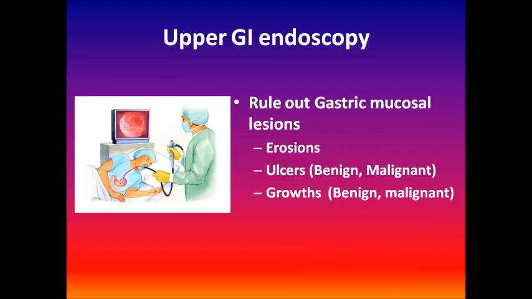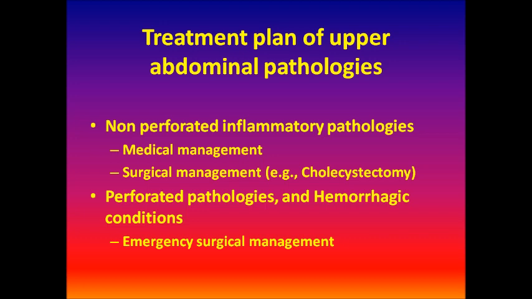Upper gastrointestinal endoscopy becomes important to rule out gastric mucosal lesions in a patient with vomiting and hematemesis. It will identify the erosions, ulcers, and growths. The treatment plan for the upper abdominal pathologies: non-perforated inflammatory pathologies require only medical management, but conditions like cholecystitis may require surgical management as an emergency. Perforated pathologies and hemorrhagic conditions require emergency surgical management.